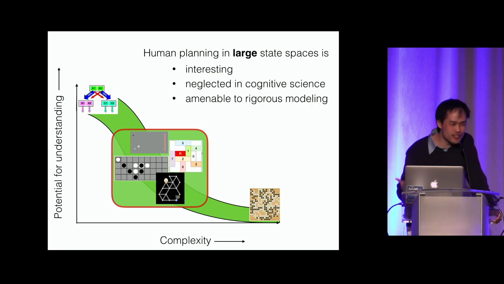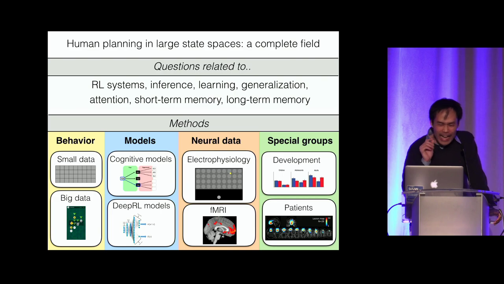All right, so I hope I convinced you that human planning in large state spaces is interesting, neglected in cognitive science, and amenable to rigorous modeling. So I actually think it's the beginnings of what could be a complete field. So it has questions that relate to RL systems, inference, learning, generalization, attention, short-term memory, long-term memory, and all these collaborations that we started reflect that breadth. Also, the methods that you might like to use, you can find them in these kinds of tasks. Small data, big data, cognitive models, deep RL models, physiology, fMRI, development, patients. So pretty much this talk is an invitation for you to join this field.